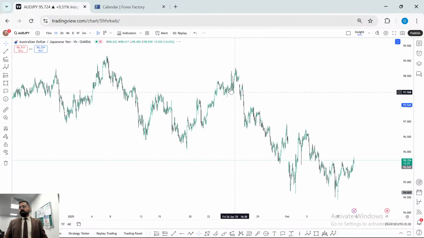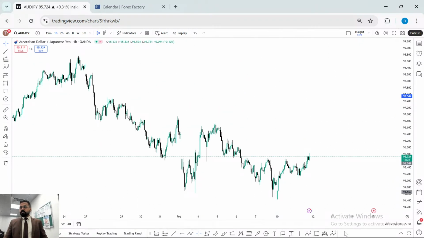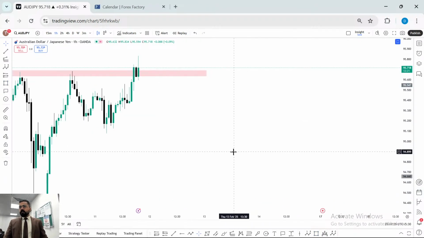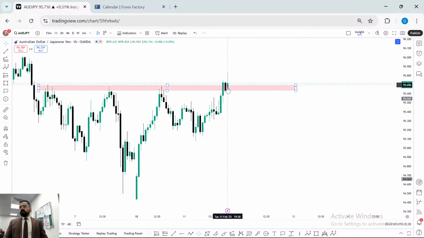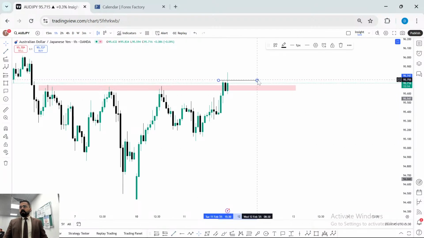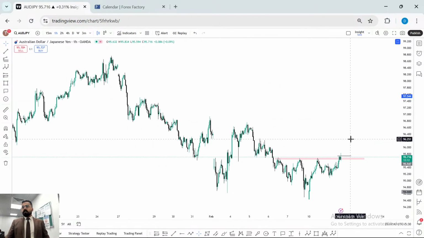Why? Because the overall trend is downwards, so it is a reversal. Reversal is always risky, as you guys already know. See, the neckline got broken. Yes, it got broken, retest. Once the market closes above this high, we can trade that.